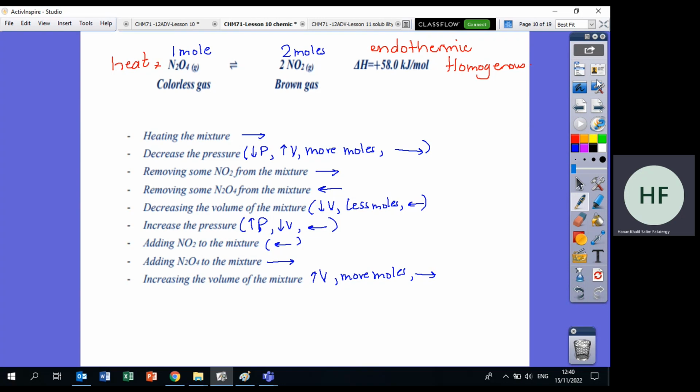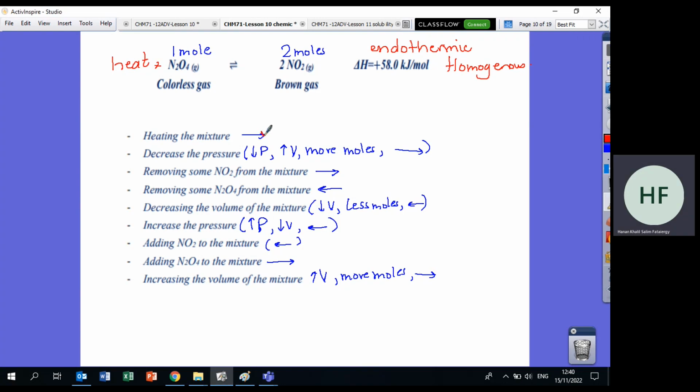Okay, now after I decided the reaction will move forward or backward, I want you to tell me what is the color. Now heating the mixture, heat is here, forward, so the color is brown. Whenever I go forward, the color is brown. Whenever I go backward, the gas is colorless. So the color here is brown.